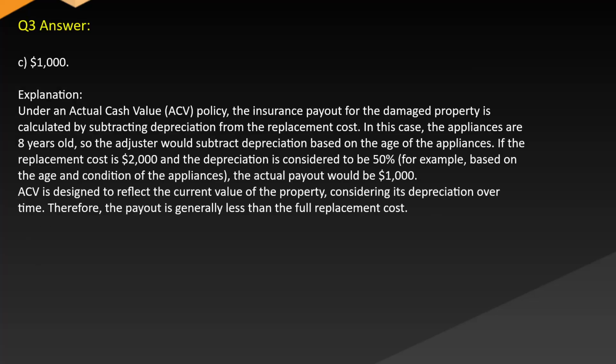Answer: C. $1,000. Explanation: under an actual cash value (ACV) policy, the insurance payout for the damaged property is calculated by subtracting depreciation from the replacement cost. In this case, the appliances are 8 years old, so the adjuster would subtract depreciation based on the age of the appliances. If the replacement cost is $2,000 and the depreciation is considered to be 50%, for example, based on the age and condition of the appliances, the actual payout would be $1,000.